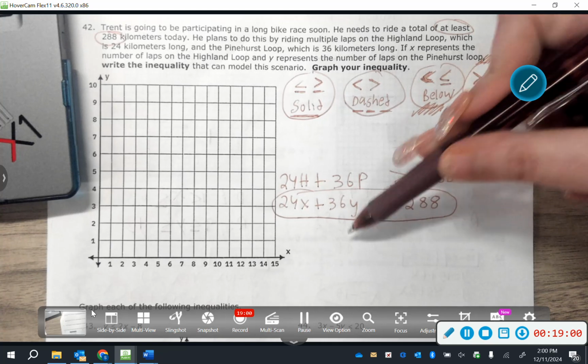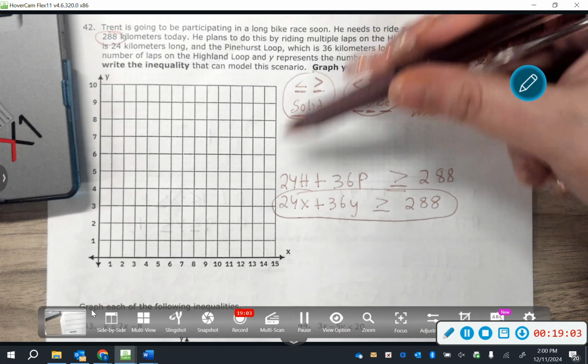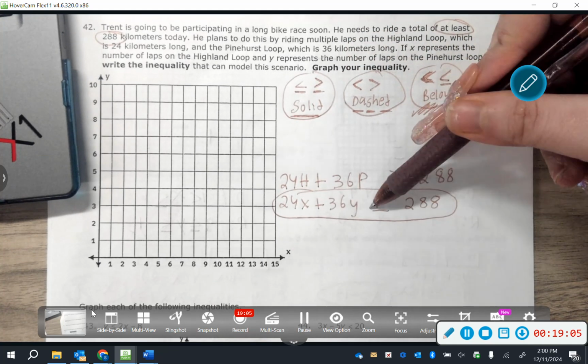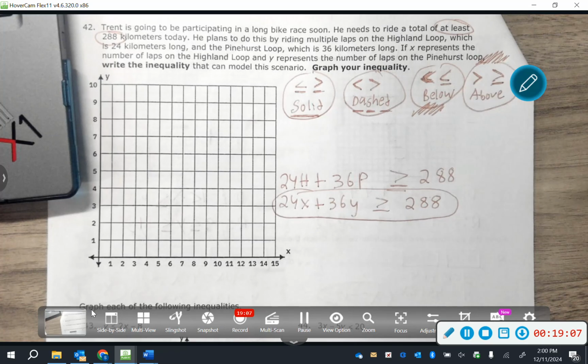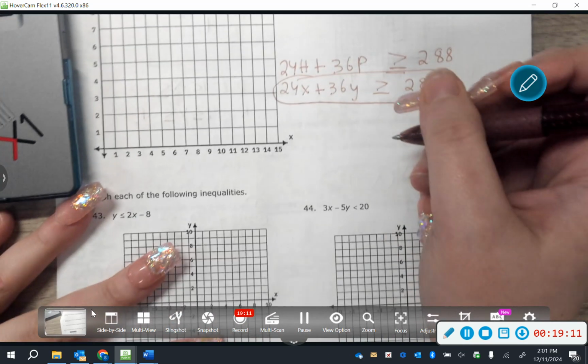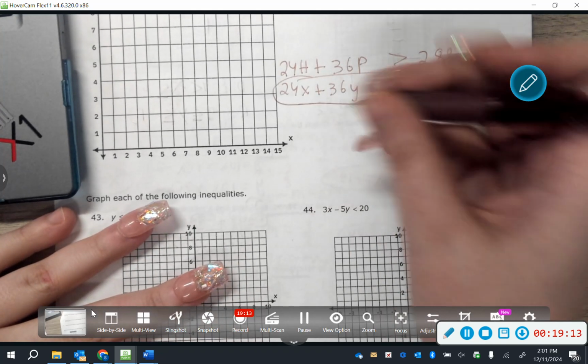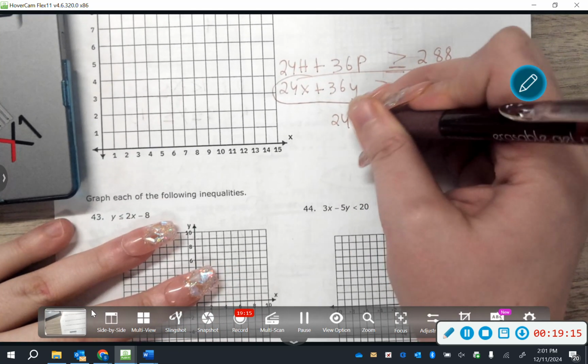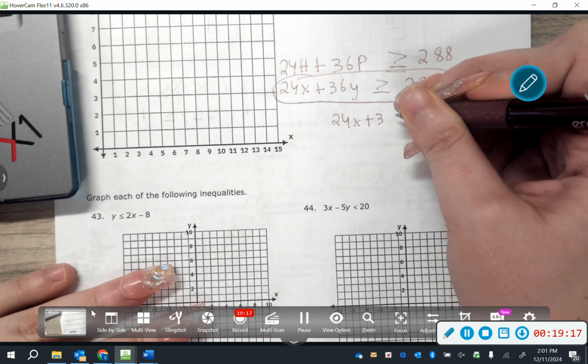And then I just changed it in X and Y because it says here that X is your Highland loop and Y is your Pinehurst loop. So in general, that's what it is. If I want to graph it, I need to change it to Y equals. So I need to get the Y by itself. So we have 24X plus 36.